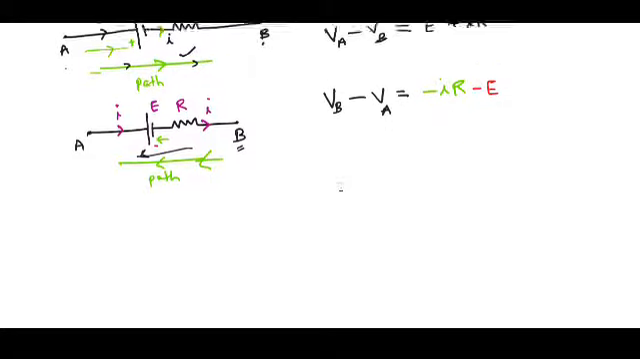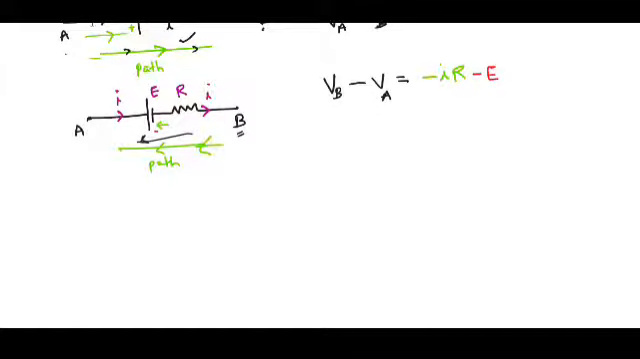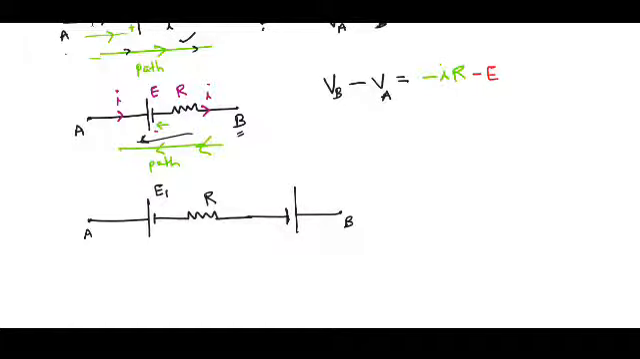Fine. Now, if you have two battery sources, the first battery source I will write as E1, then a resistor, then another battery source whose terminals are reversed. This is point A and this is point B. The direction of the current is also given, that is from A to B.